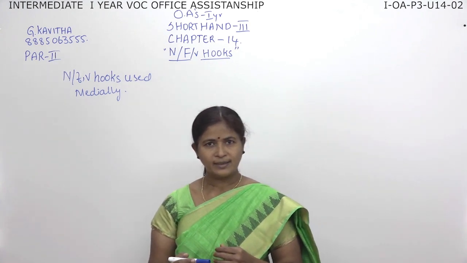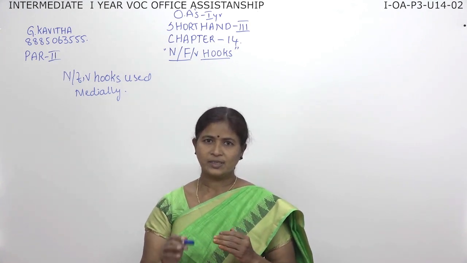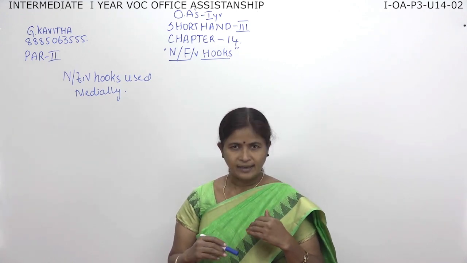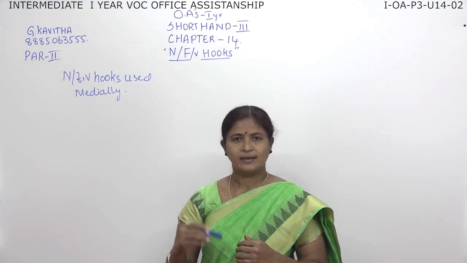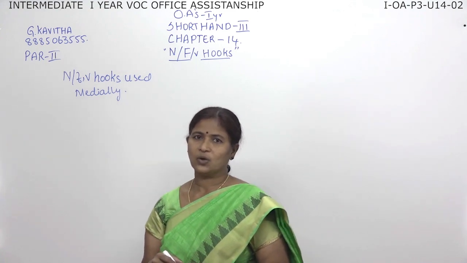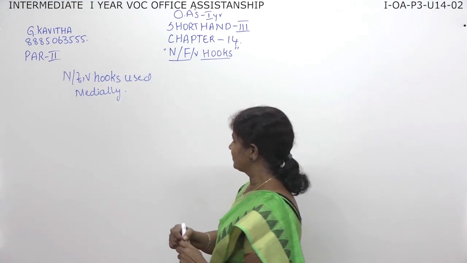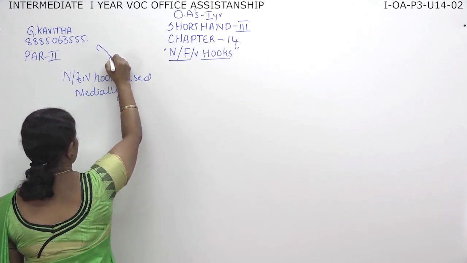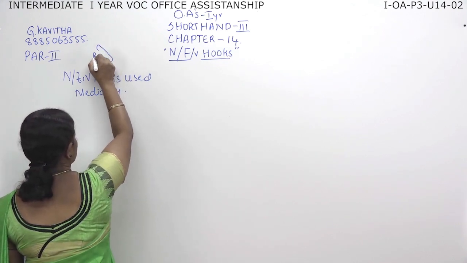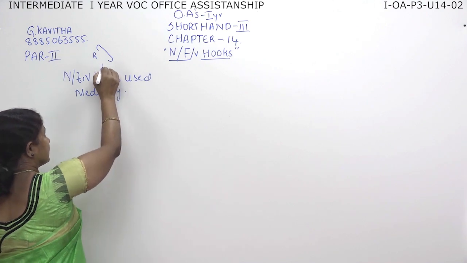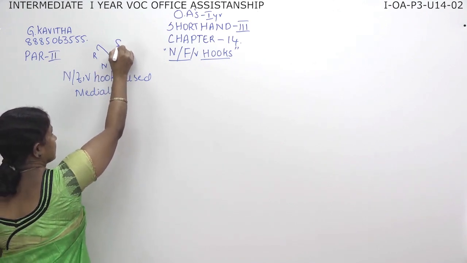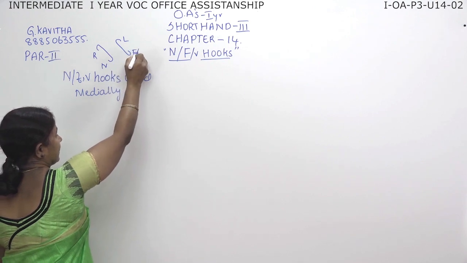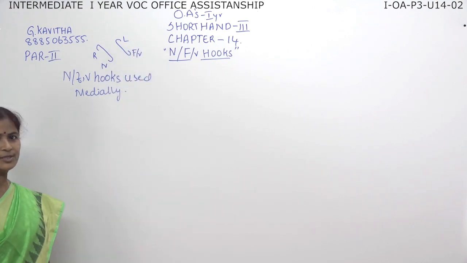Okay. R hook ఎలా రాస్తాం మనము? Straight strokes కి right motion. R hook opposite N hook రాస్తాం. అలాగే L hook opposite F or V. Okay. This is R hook and this is N hook. This is L hook and this is F or V hook to straight strokes.